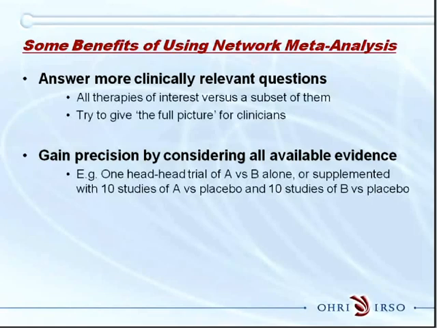Another valuable gain is that we can in fact improve the precision of our summary comparisons by considering all of the available evidence. If we think back to our sertraline versus paroxetine example, so just A versus B, maybe we only have one small trial comparing the 2 agents, but if we can supplement that with 10 studies of sertraline versus placebo and another 10 of paroxetine versus placebo, adding in those extra studies in patients will certainly give us more precision.